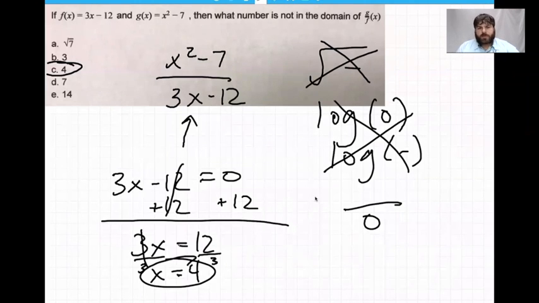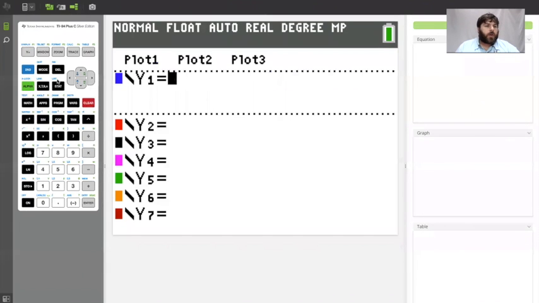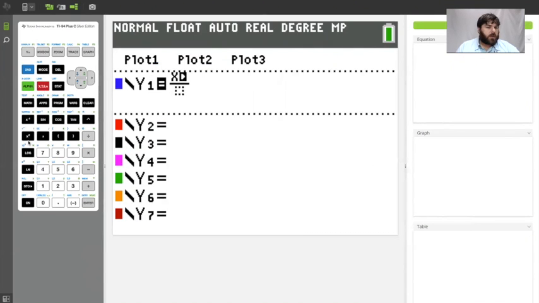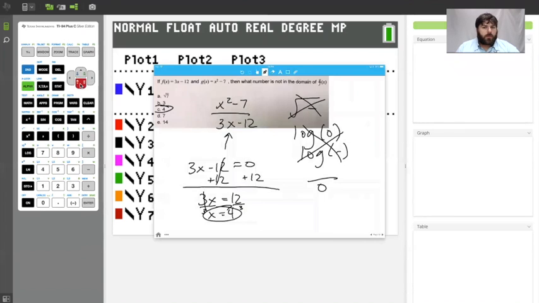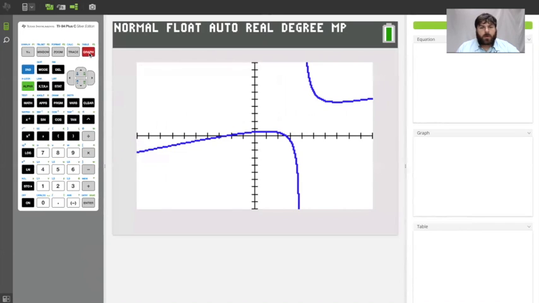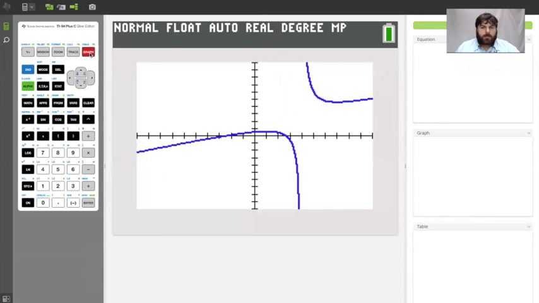Alternately, this is kind of out there, but it would work. What if we plugged x squared minus 7 over 3x minus 12 into our graphing calculator? Let me look at the graph. The square root of 7 is a weird number, but it's a little bit less than 3, so it's right about here somewhere.